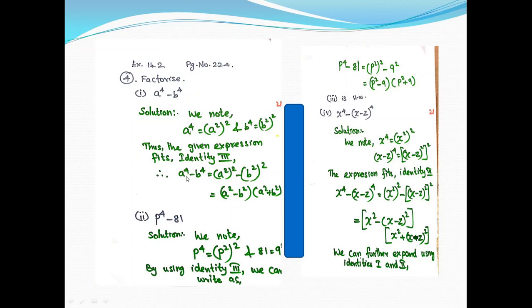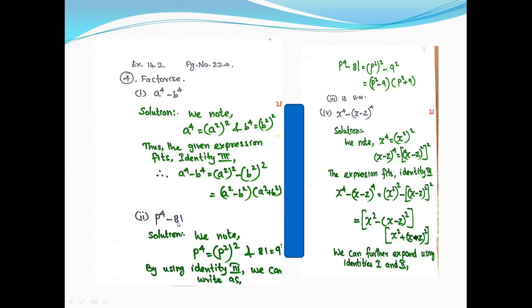So we can rewrite it as, therefore a to the power 4 minus b to the power 4 equals a square to the whole square minus b square to the whole square. So the solution will be a square minus b square multiplied by a square plus b square, by using the identity number 3. Let us move to the next exercise.